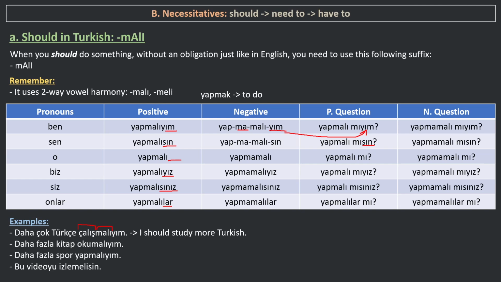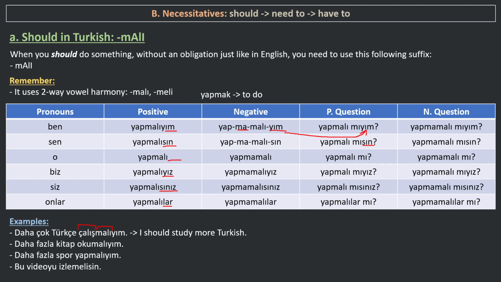Türkiye'yi ziyaret etmeliyim. Correct. I should visit Turkey. Birbirimize destek olmalıyız. Destek olmalıyız. Destek olmak, to be, actually to be supportive or simply to support. So we should support each other. We should be supportive for each other.